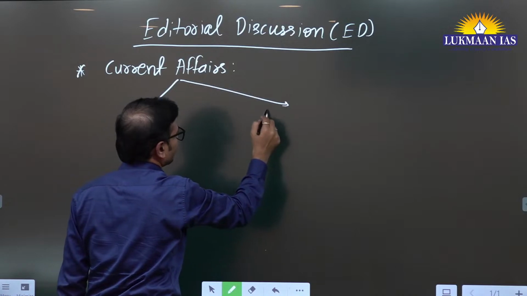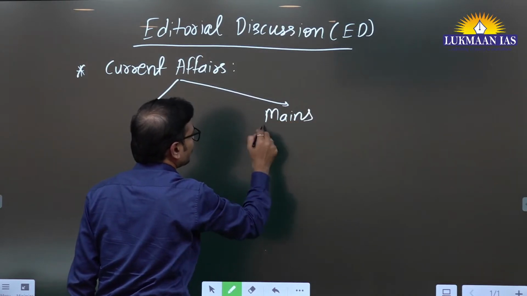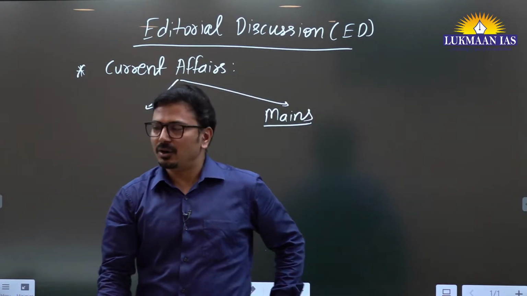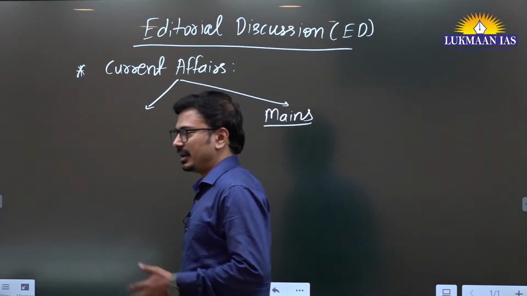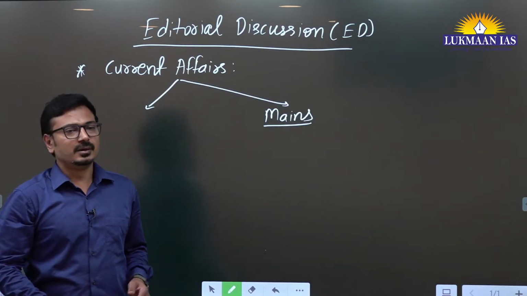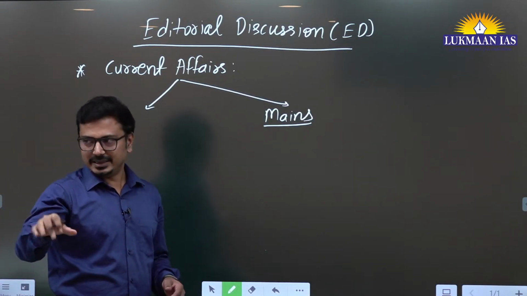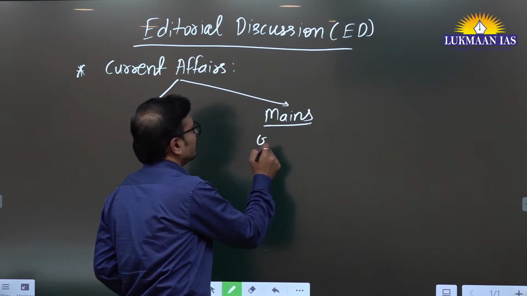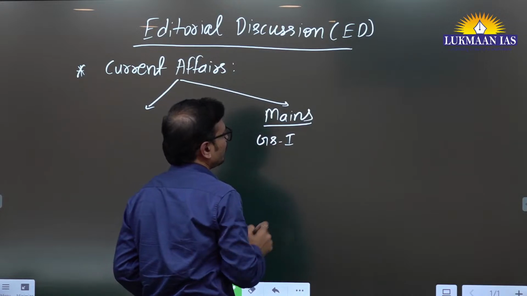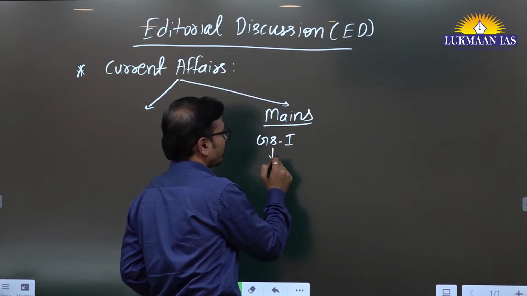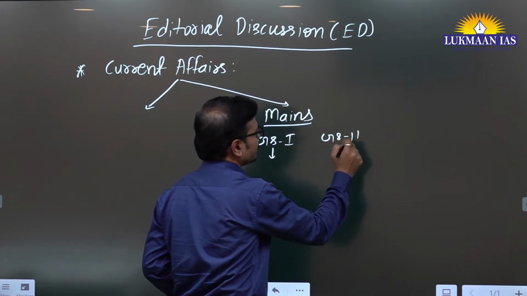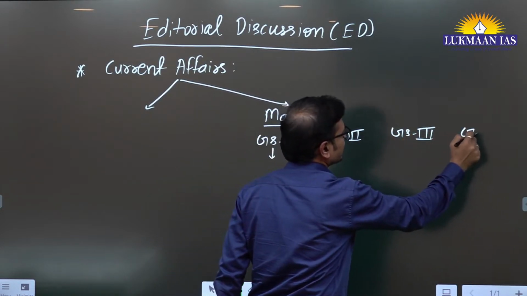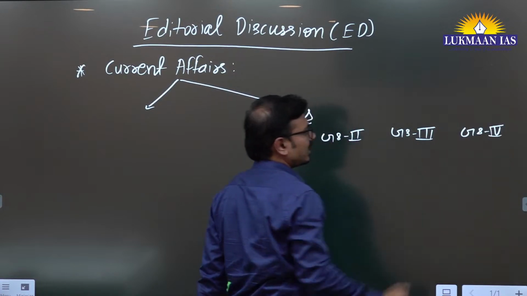First of all, I will talk from the mains perspective because you know about the prelims largely. So we have 4 papers: the general studies papers, the optional paper, and the essay paper. And I will tell you how to utilize these EDs in this. So in the general studies papers, if you talk about GS1, GS2, GS3 and GS4, we know the syllabus.